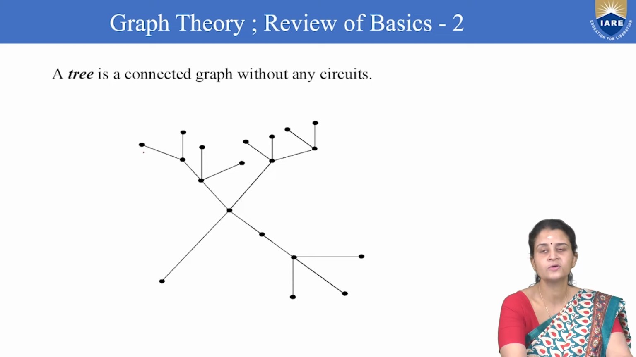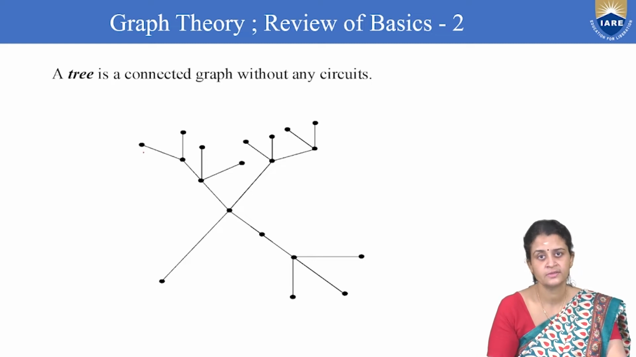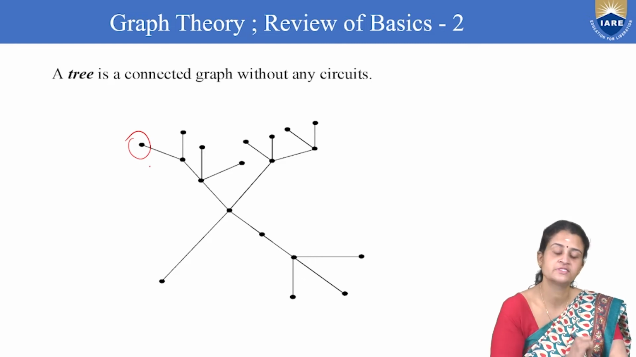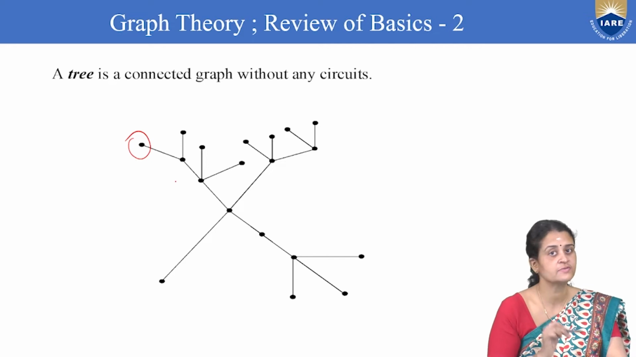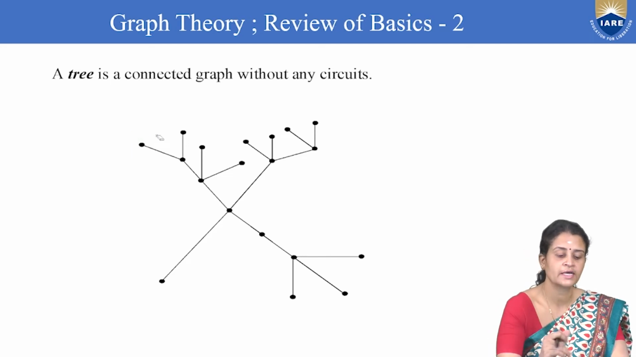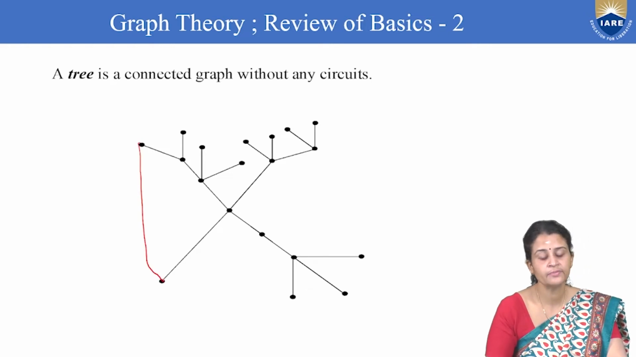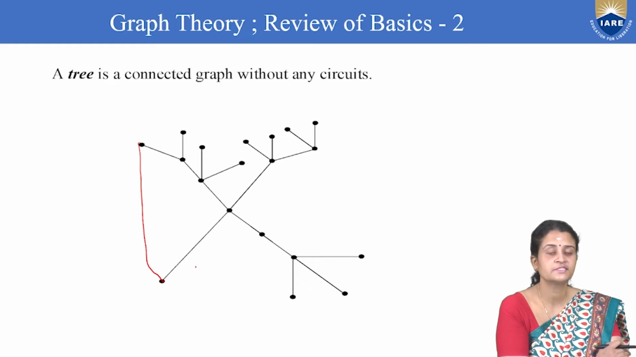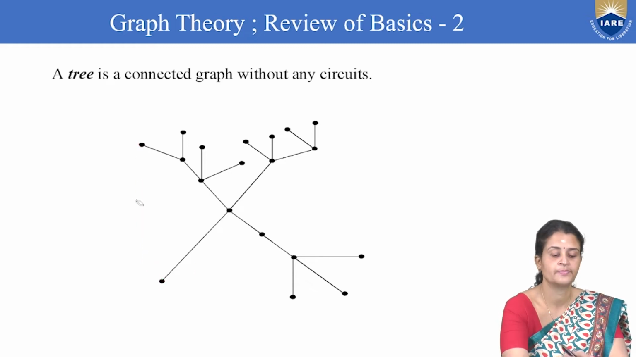Can you find any closed path between these vertices? If you start from this vertex, can you reach back to that vertex? No. So the graph is said to be a tree if it is without any circuit. That is, there is no closed path in a tree. Suppose we draw like this. Then will it be a tree? No, because we can find a closed path connecting these vertices. So this is not a tree.